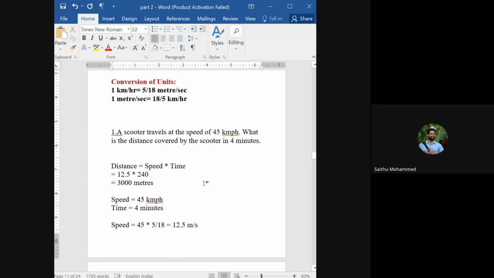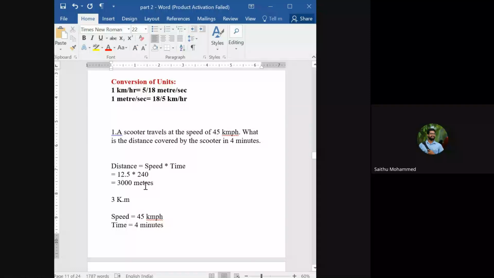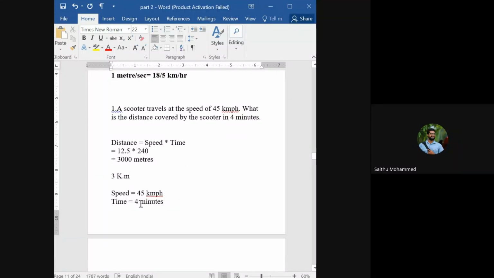If there are options in kilometers, like 1 kilometer, 2 kilometer and 3 kilometer, we need to choose 3 kilometer, because 1,000 meters equals 1 kilometer. So 3,000 meters equals 3 kilometer. If 3,000 meters is in the options, then you can directly go with 3,000 meters. Otherwise, if there is kilometer only, then you just need to convert these meters into kilometer. That is 3 kilometers. So 3,000 meters or 3 kilometer will be the answer. Is this clear?